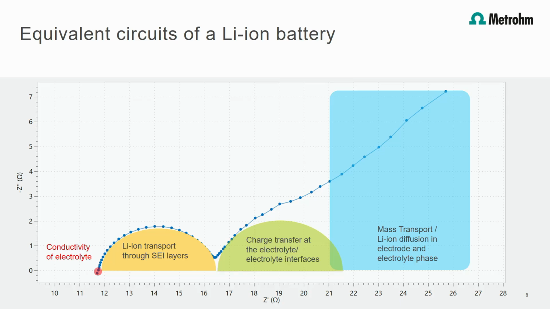So the researcher gets a very fast overview of how many processes and which processes are occurring, and he can also determine the values. For instance, the diameter of the semicircle corresponds to the resistance value. So the diameter of the yellow semicircle, which corresponds to the SEI layer resistance, is 60.5 minus 11.5 ohm, which equals 5 ohm. Will the SEI layer increase? By cycling, the diameter of the semicircle will grow.